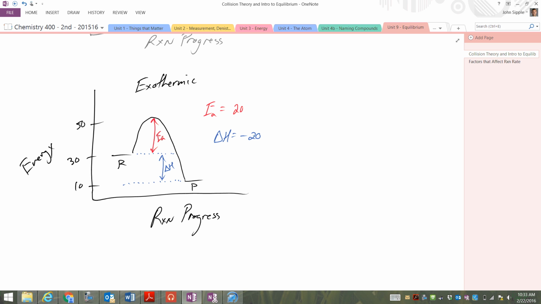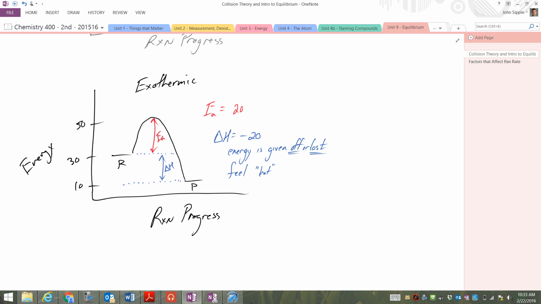Okay, this is exothermic, right? So that means energy is given off, or lost. This is going to feel hot. It's going to feel hot. All right, so energy is lost from that reaction.